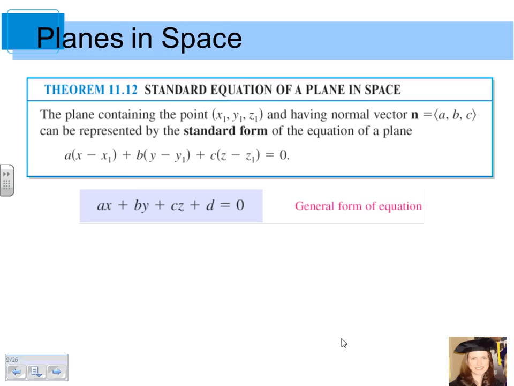This theorem is the standard equation of a plane in space, as I mentioned on the previous slide. As long as you have a point, x1, y1, z1, and a normal vector with components a, b, c, you can plug those values into this equation to come up with the equation of the plane. Then the equation that's shaded in blue here is found by distributing the a, b, and c and combining those constants into a single constant d to get the general form of the equation.